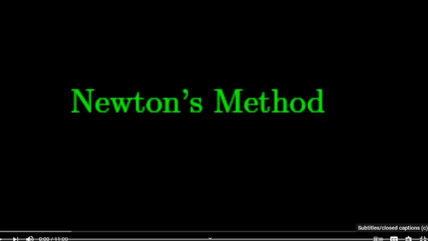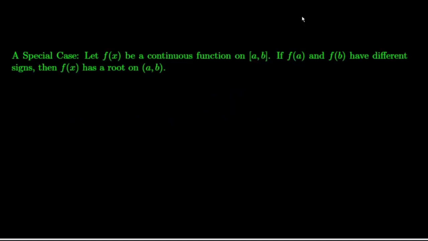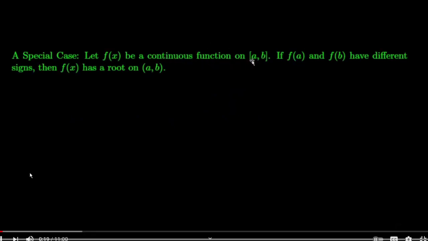Okay, Newton's method. We now talk about Newton's method. Newton's method is used to approximate roots of functions. Let's recall a special case of the intermediate value theorem. The condition is that the function is continuous on some closed interval from a to b. If the values of the function at a and b have different signs, then the function must have a root between a and b. Okay, this conclusion is called IVT, the intermediate value theorem.